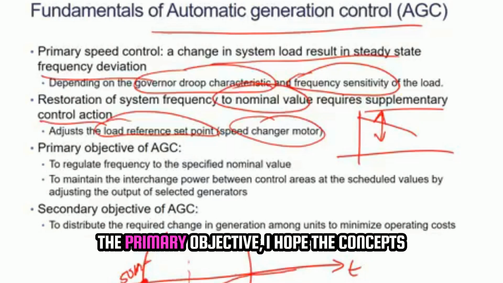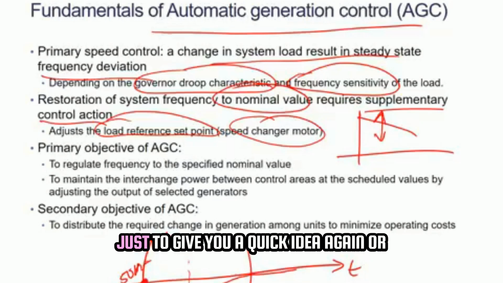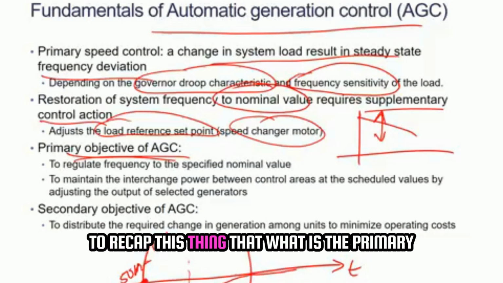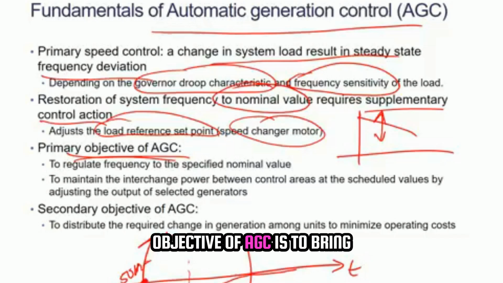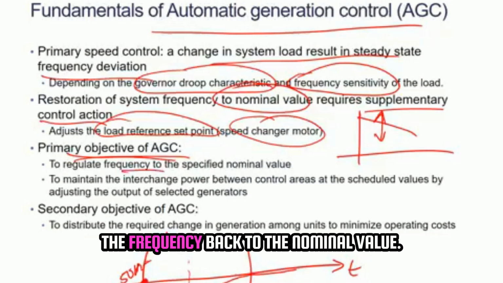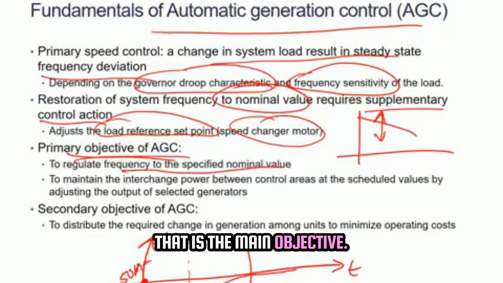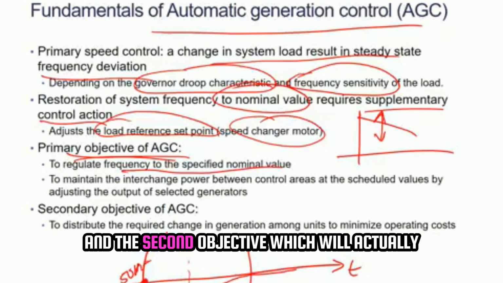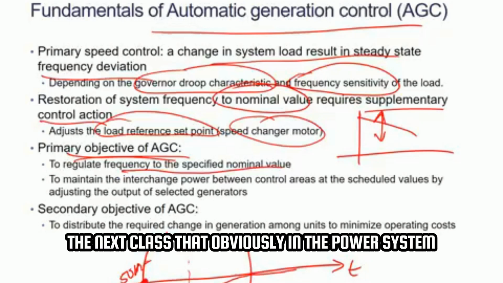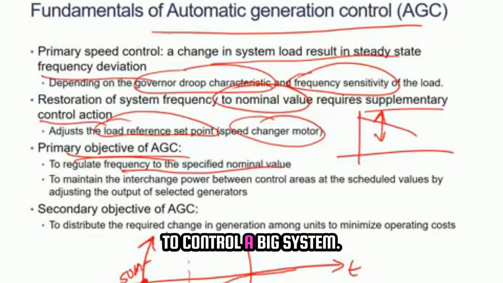Right. I hope the concepts and the background are clear. Just to give you a quick recap, the primary objective of AGC is to bring the frequency back to the nominal value. That is the main objective. And the second objective, which I'll be discussing first in the next class, is that obviously in the power system, we need to control a big system.